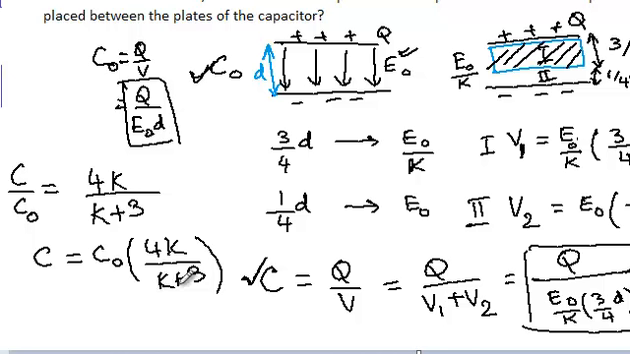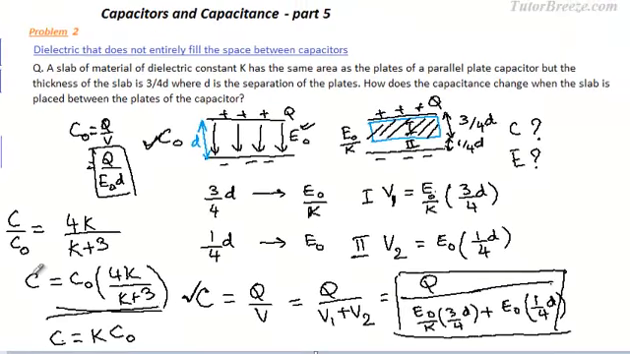Now if the entire space was filled with the dielectric, then you would have got C equal to dielectric constant times C naught. But this is the case where 3/4 of the space is filled with the dielectric. You can try a similar question. Instead of 3/4 of the space, you consider half the space to be filled with the dielectric. Then you also try it with 1/4 of the space to be filled with the dielectric of dielectric constant K.